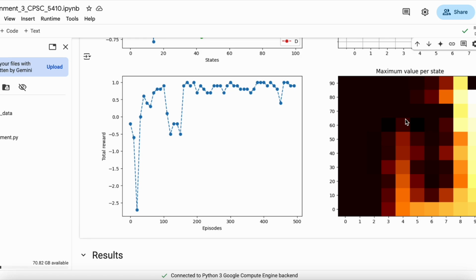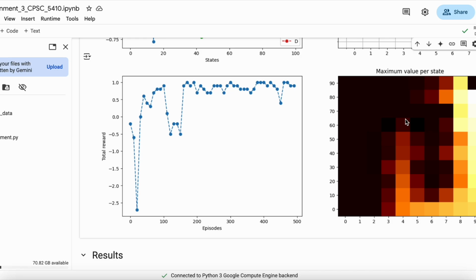This last graph on the bottom right is a heat map that shows the visualized maximum Q values for each state across all actions. Each cell represents one state of Quentin's world, and the color tells us how rewarding that state is.